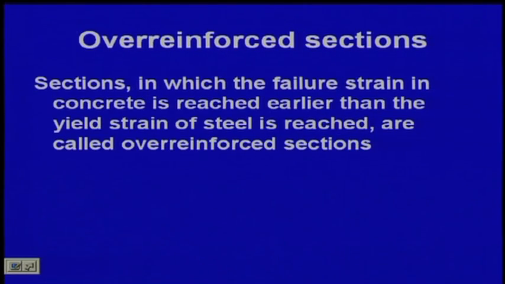Similarly, we have the other side also. So, sections in which the failure strain in concrete is reached earlier than the yield strain of steel are called over reinforced sections. So, we are having balanced section when we have reached the strain. Compared to working stress method, where we consider it from the stress point of view, here we are considering from the strain point of view, because we are checking the strain and then from the stress strain curve we are getting the corresponding stress. So, this is the basic difference between the working stress method and the limit state method.